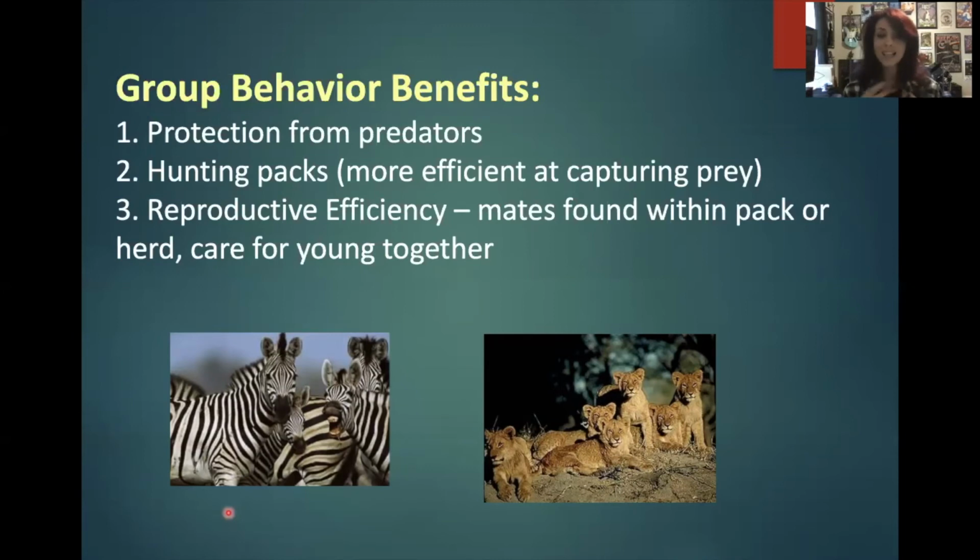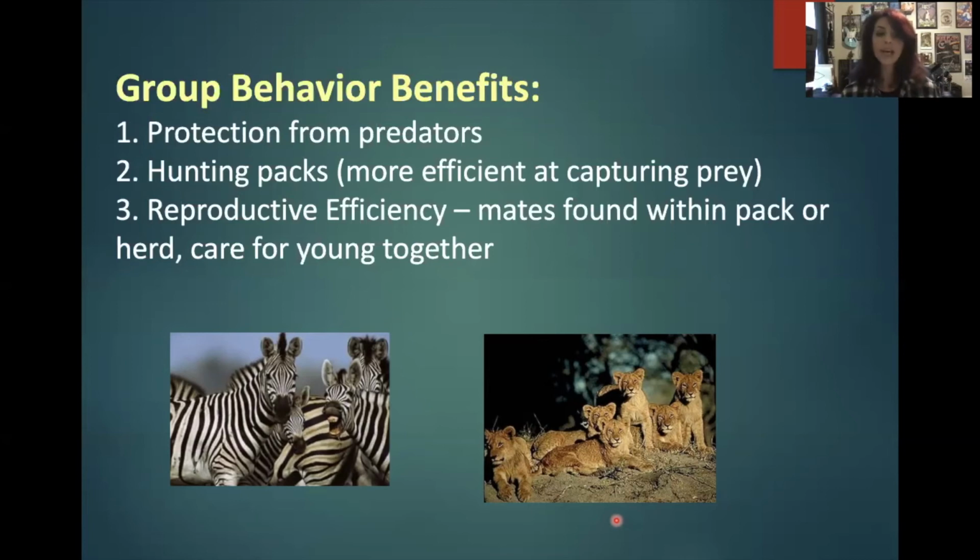Number two, hunting packs. That's a type of group behavior, and this makes hunting more efficient. It allows you to stalk your prey, form a strategy and enclose them. It makes you more efficient in capturing your prey. That way, if all of the group members participate, you're more guaranteed to succeed in the killing of that prey.